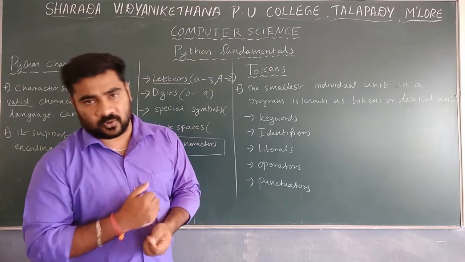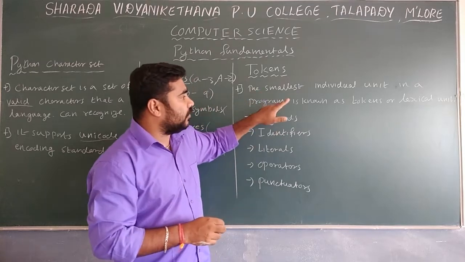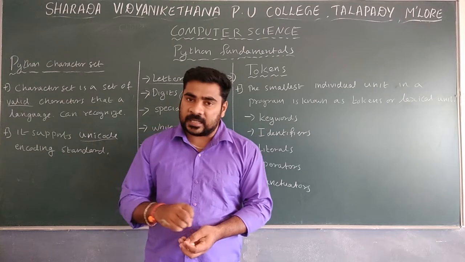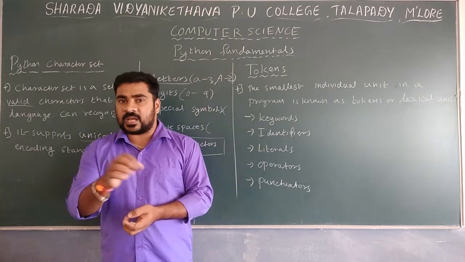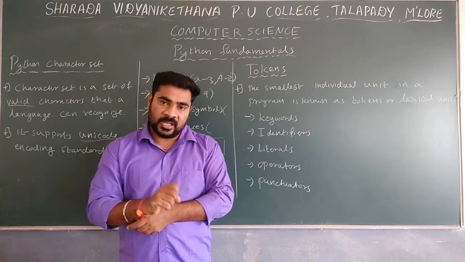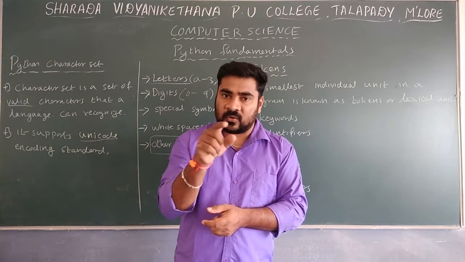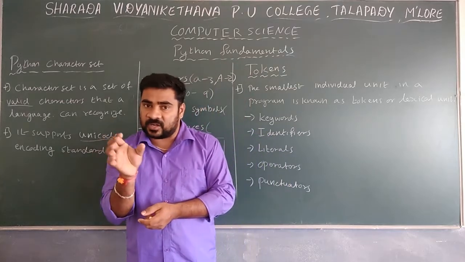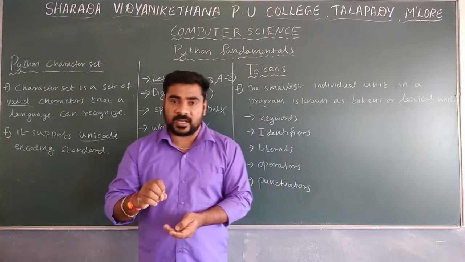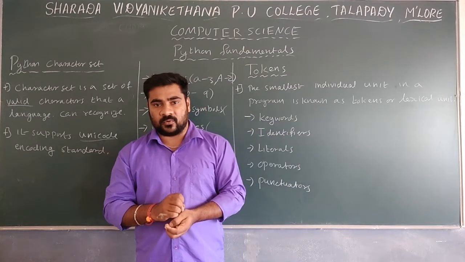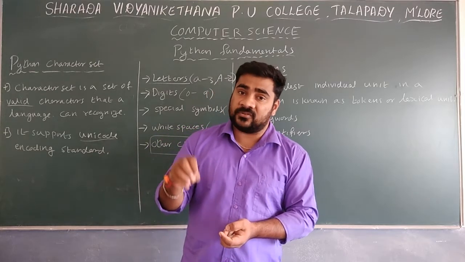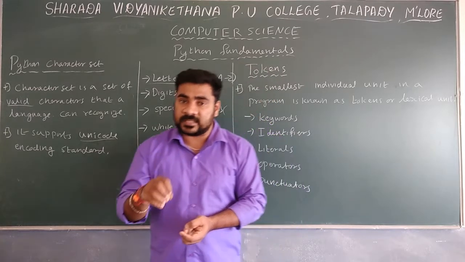Next we will move to tokens. A token is the smallest individual unit in a program. For example, if you want to write one sentence or one piece of code, for example "programming", P, R, O, the individual characters, that individual part is known as a token. Remember, a token is the smallest individual unit in a program that can be executed independently.